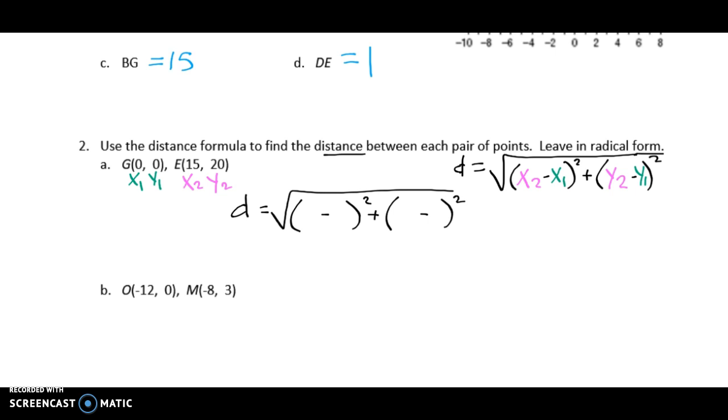So what is my x2? x2 is 15. And then I needed x1, which is 0. And y2 is 20. And y1 is 0. So again, I did it this way because if you ever get negatives, you need to make it work out right. So it would be the parentheses, x2, and then put the minus sign, go find x1. Write it in.